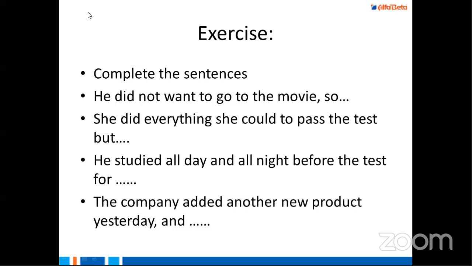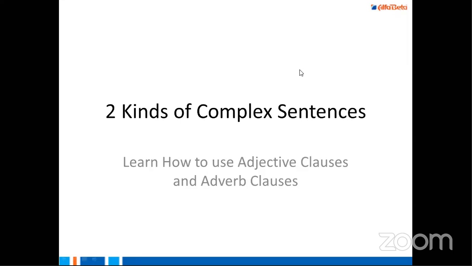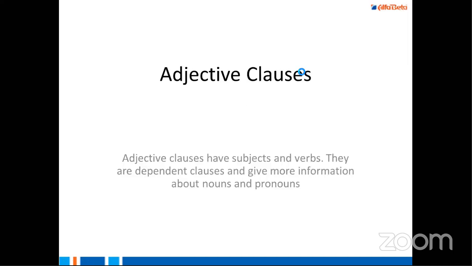Okay, so moving on. We have understood what a compound sentence is. Now we will look at two kinds of complex sentences. The first kind uses something called an adjective clause. The second kind uses something called an adverb clause. First, let's concentrate on adjective clauses. Before that, let's recap on what an adjective is. An adjective is a word that describes a noun or a pronoun.